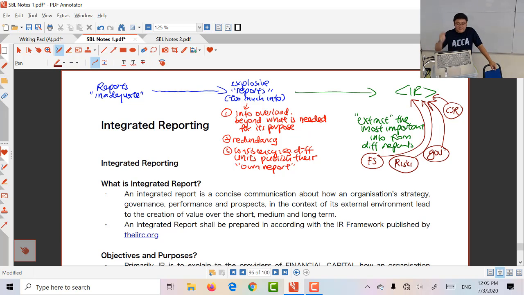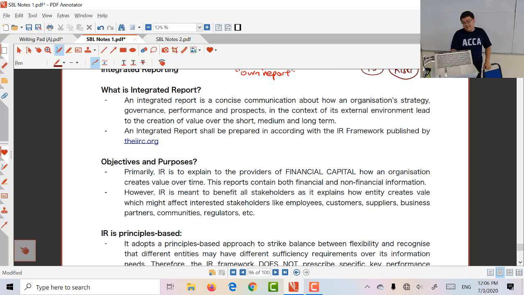Now, let's just go back to one thing. After you come up with a report, you come up with the idea that you want to integrate everything together, right? The most important thing is a report will only serve a purpose if you know what the purpose is. So what is the ultimate purpose of preparing an integrated report? What do they want to achieve? What does the report tell? It's to tell how the company creates value.